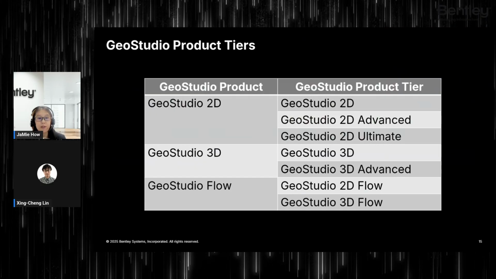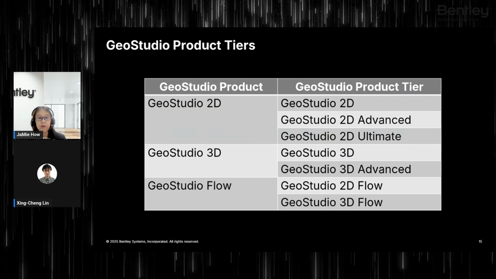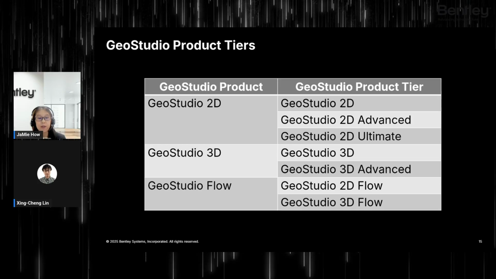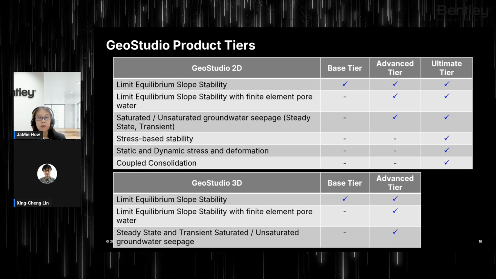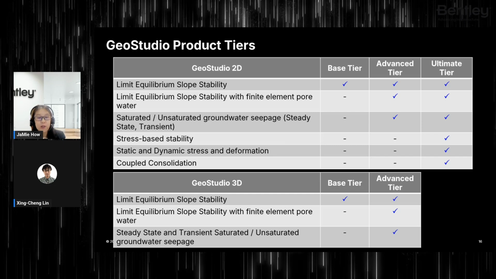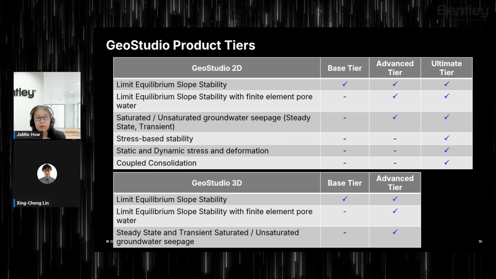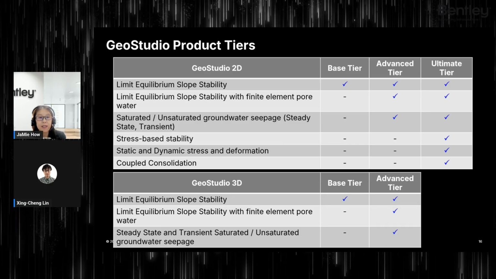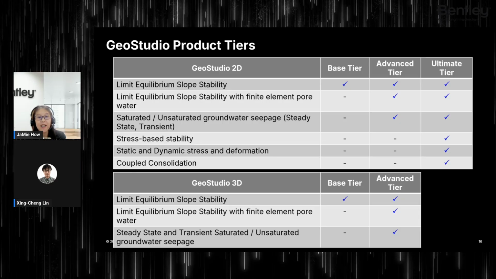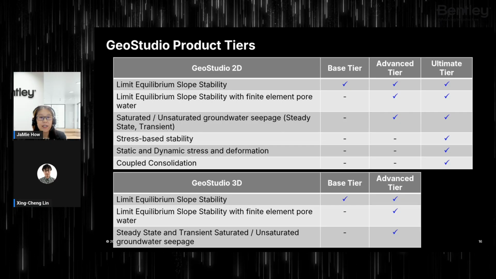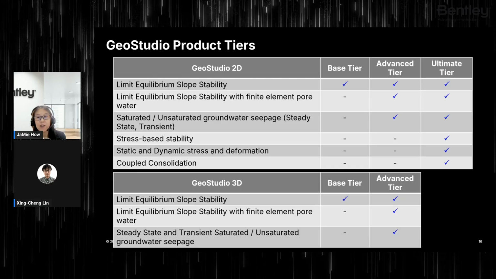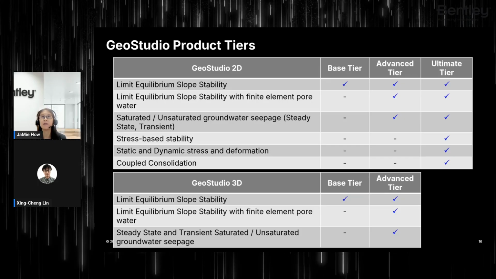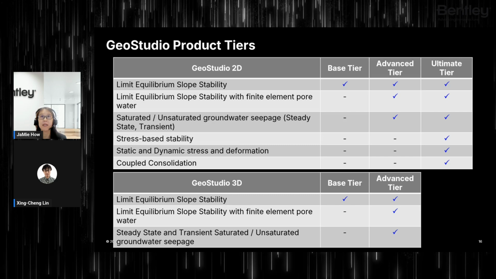For GeoStudio, we have GeoStudio 2D, 3D, and GeoStudio Flow. 2D comes in three product tiers, and 3D in two product tiers. GeoStudio Flow comes in 2D and 3D. For GeoStudio 2D and 3D, the difference between the product tiers from base, advanced, and ultimate is the same. If you require only fundamental limit equilibrium slope stability analysis, the base tier will be sufficient. If you require any groundwater analysis in your assessment, then you will need at least the advanced tier. The ultimate tier includes stress-based stability analysis as well.